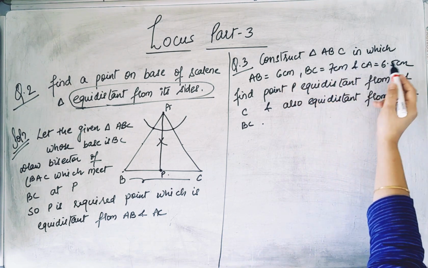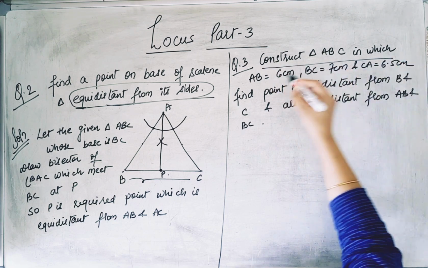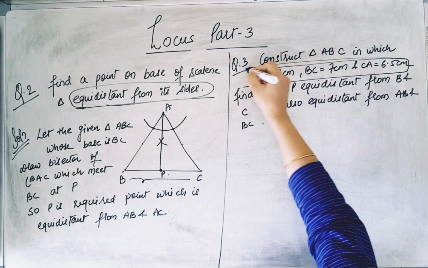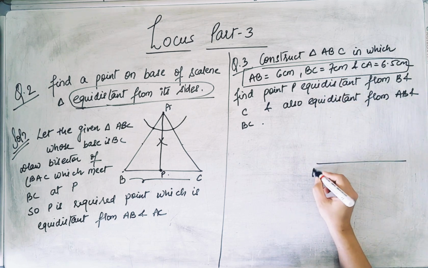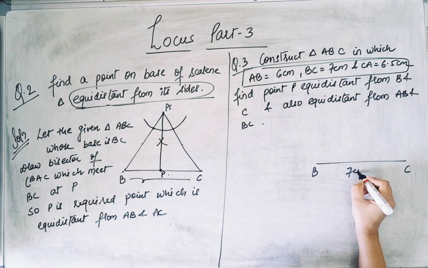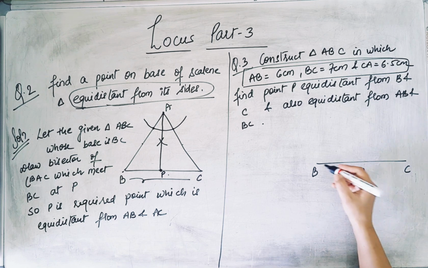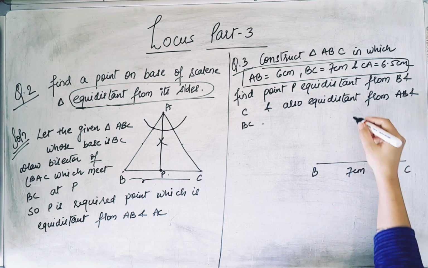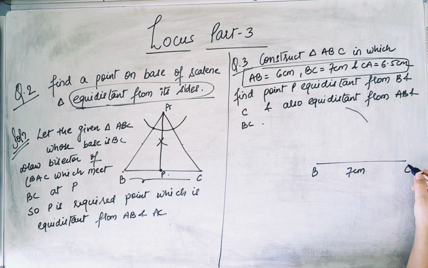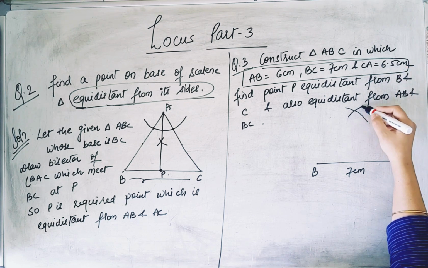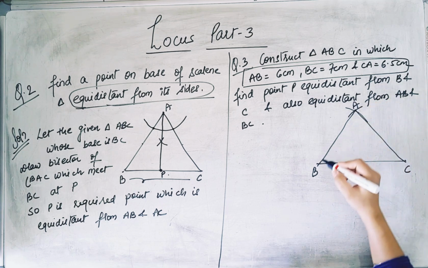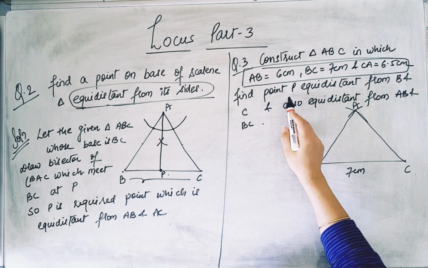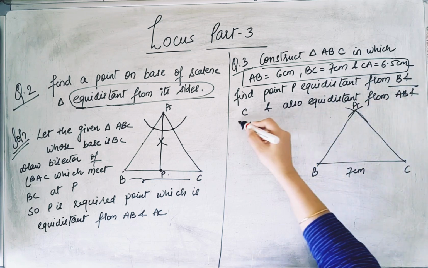Construct triangle ABC. We'll construct the triangle ABC according to the measurements which are being provided over here. So BC, we'll draw BC over here, 7 centimeter. From B, we'll measure an arc of 6 centimeter and we'll cut over here. And from C, we'll measure an arc of 6.5 centimeter. We'll cut here. Now we'll join these two arcs, so we'll get a point A. Now we have to find a point equidistant from B and C.